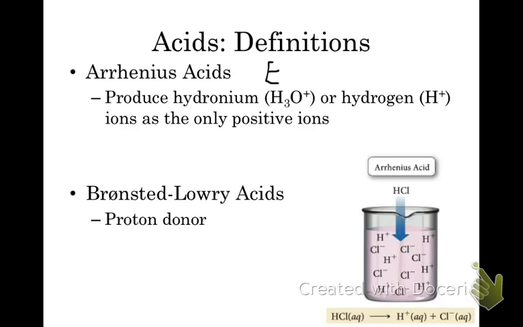The Bronsted-Lowry definition says that an acid is going to be a proton donor. Well, if we look at H3O+ and H+, we know that they each have a positive charge, so they will be protons as well. So if you take a look at the bottom right-hand side of your screen, we have HCl, hydrochloric acid, being placed into solution, and you'll see that you have H+ and Cl- being mixed around in the solution.